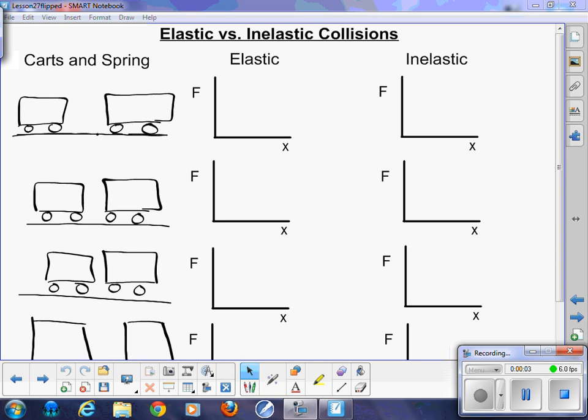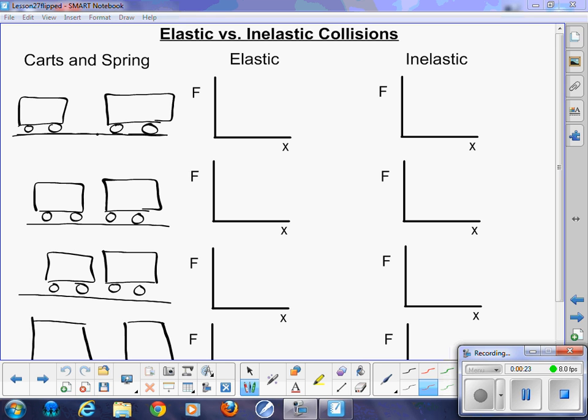Hello and welcome back, and we're finishing off. We're in the second video for elastic and inelastic collisions here. So I just want to talk about what is the difference between the two and try to give you kind of a visual representation of what's going on. So you can see I've already drawn the carts down the left side, and those are going to be our visual aids here in understanding what's going on.